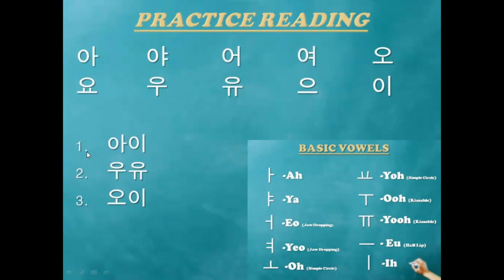Okay, so let us repeat. Number 1. First syllable, a, combined with the vowel i. So we have the word ai. Number 2. U combined with the vowel yu. So we have the word uyu. Number 3, we have o combined with the vowel i. We have the word oi.